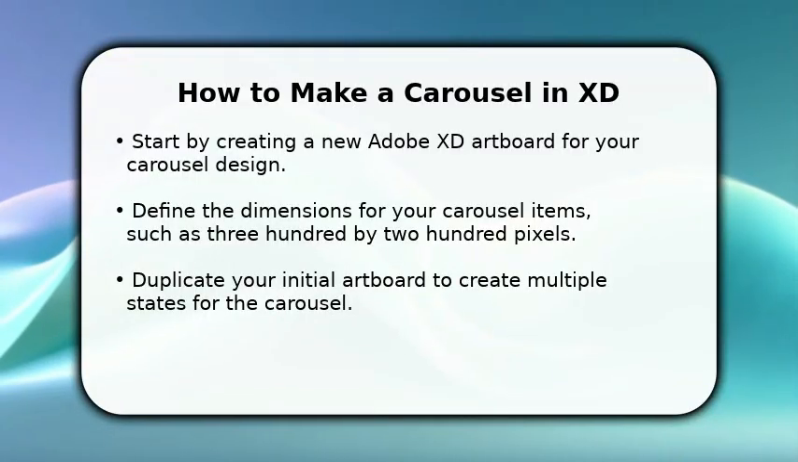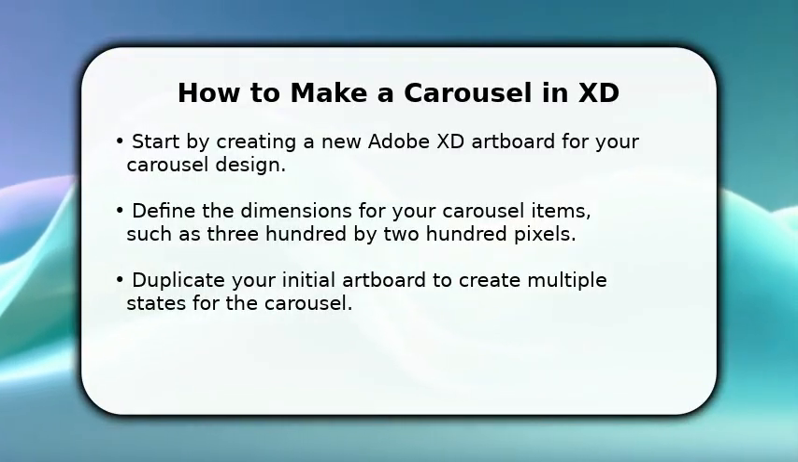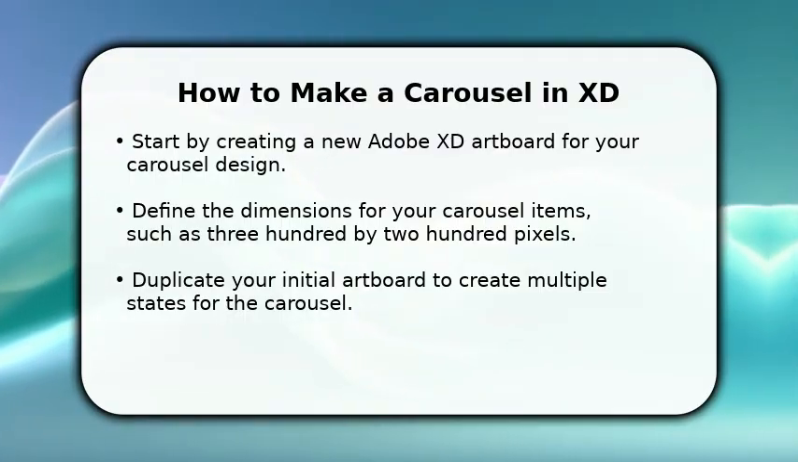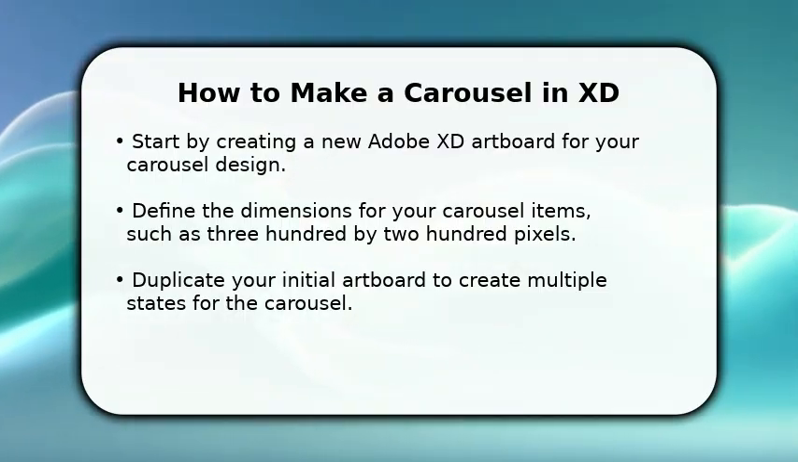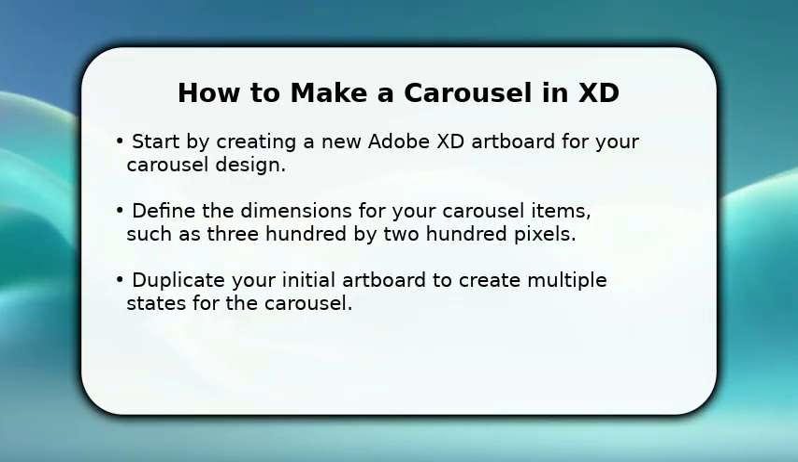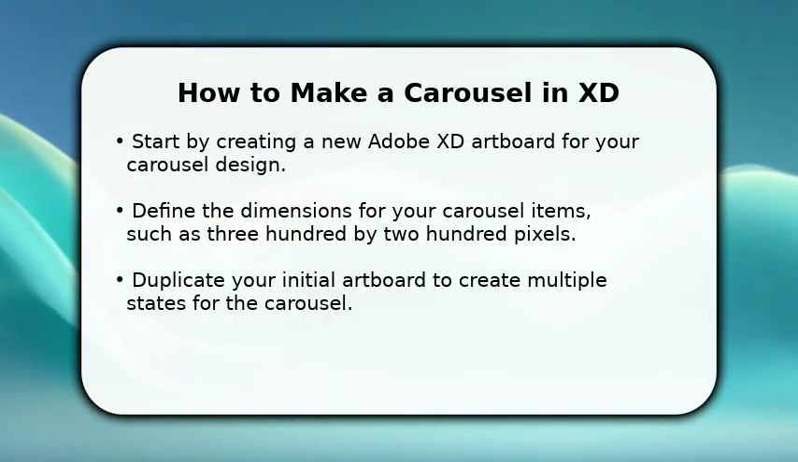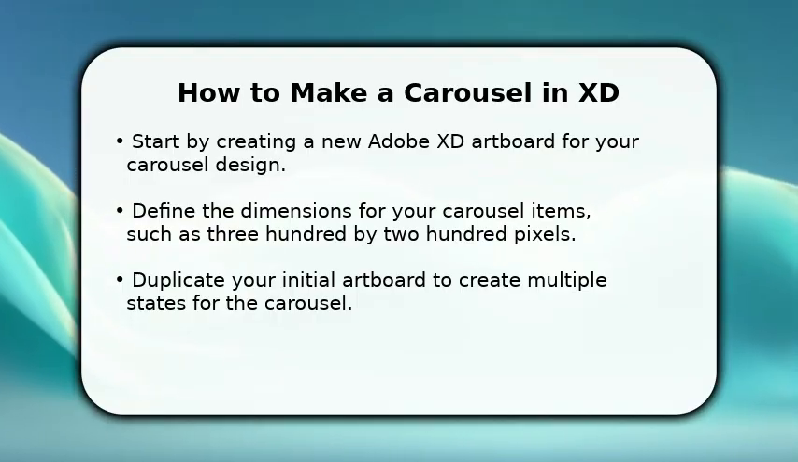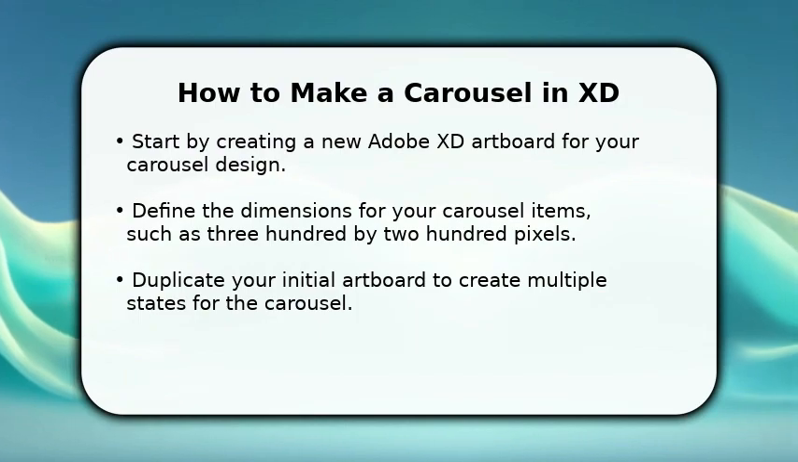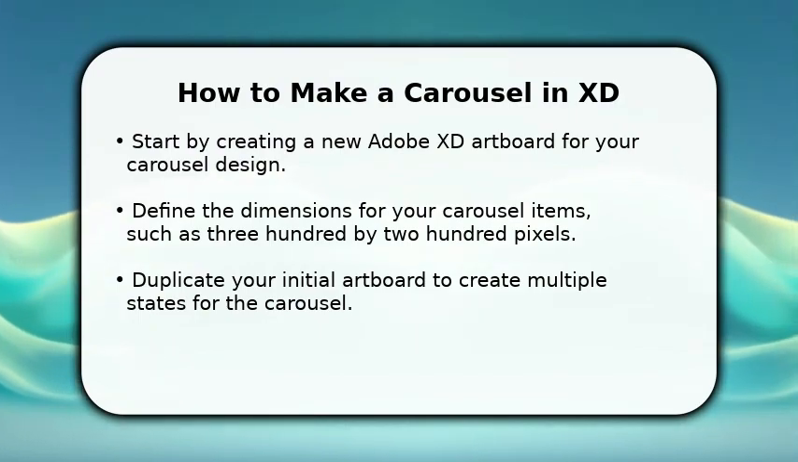In this video, I will show how to make a carousel in Adobe XD. We'll begin by setting up your project. First, create a new artboard, perhaps 1200 by 800 pixels, to house your carousel. Then, define the size for each individual carousel item, maybe 300 by 200 pixels. Finally, duplicate your initial artboard to create the different states for your interactive carousel. It's a straightforward process to get started.